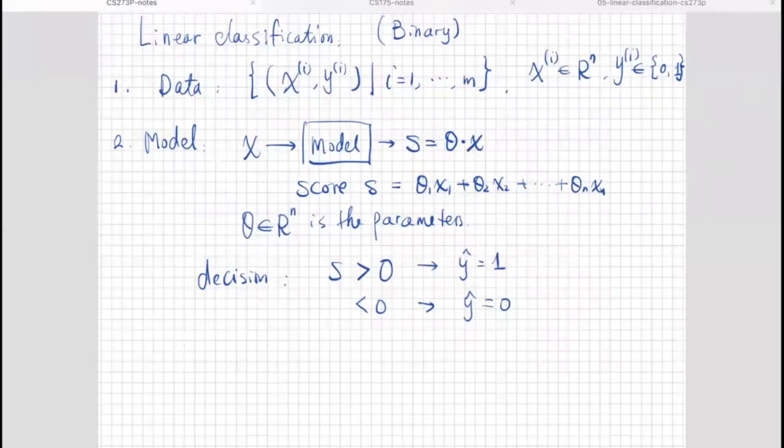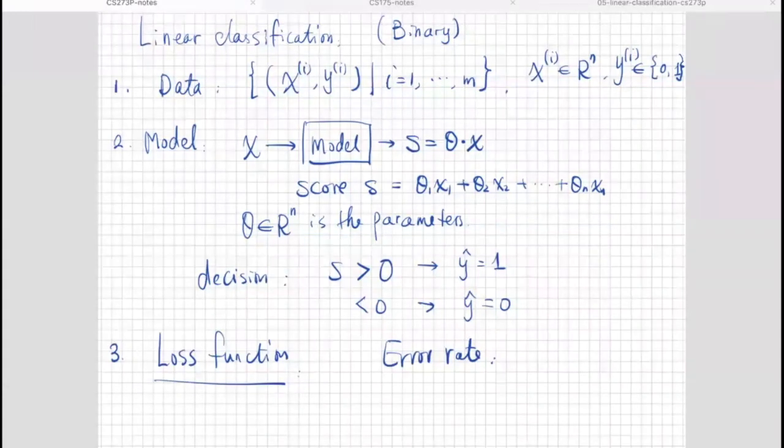So this is the decision process. The question in this case is how to learn the parameters of the model. The next thing we talk about is the loss function. So what is the loss function? One immediate loss function is the error rate, which is essentially the percentage of samples that you classified wrong. It is one over m, the summation over j, of the indicator function saying that your predicted value for sample j is not equal to the actual one. That's the error rate model.